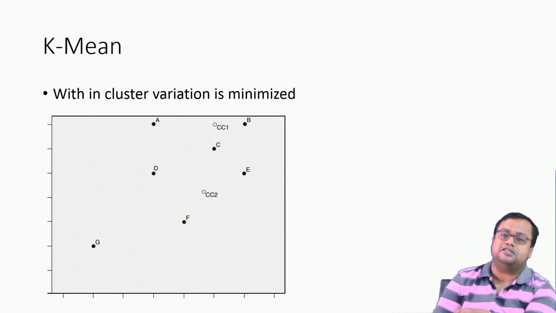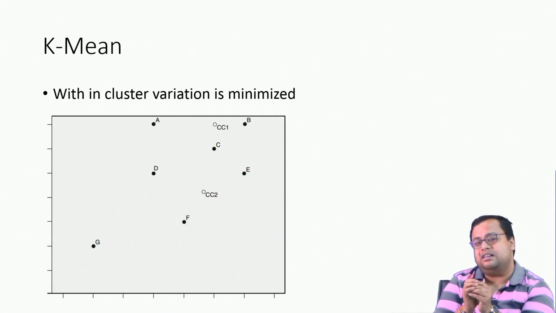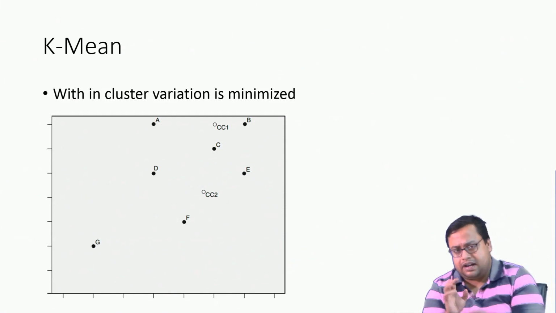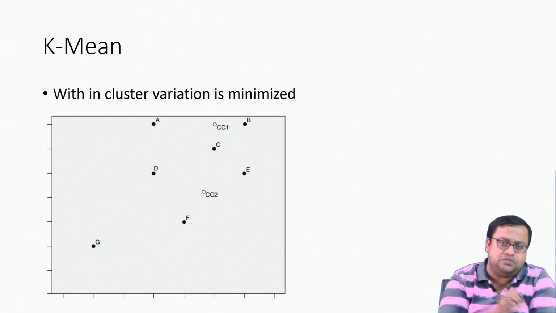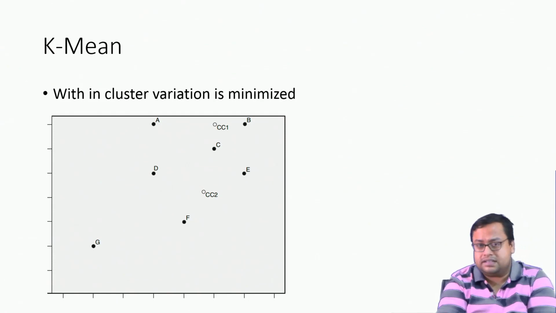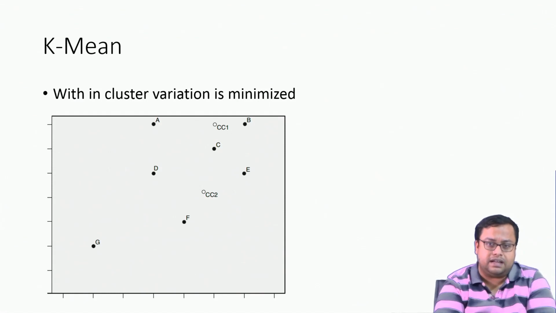So, K-means method: once you have decided through Ward's method or the hierarchical clustering method how many segments you want, you try to do something like this. Let us say you decided that you want to have 3 segments.